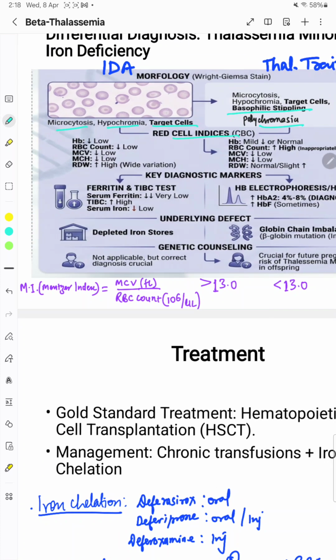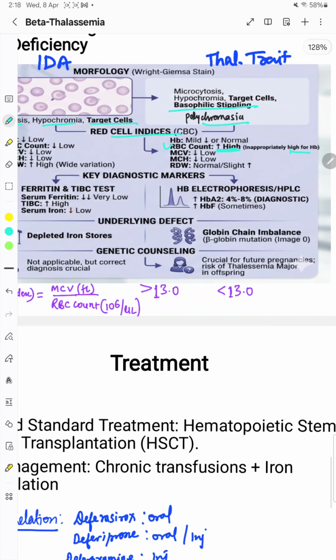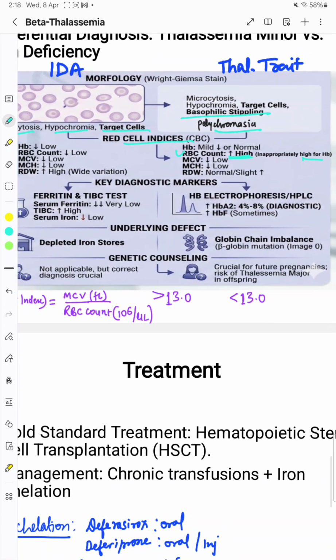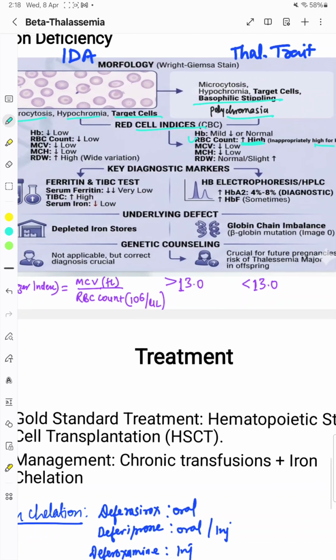So on complete blood count, hemoglobin is decreased in both conditions, and RBC count is decreased in iron deficiency anemia, but in beta thalassemia RBC count is increased, which is disproportionate to the level of Hb. RBC count is unusually high in beta thalassemia trait or beta thalassemia because this is a hemolytic anemia, and due to hemolysis, bone marrow produces more and more RBCs. So the count is usually normal or increased in thalassemia.